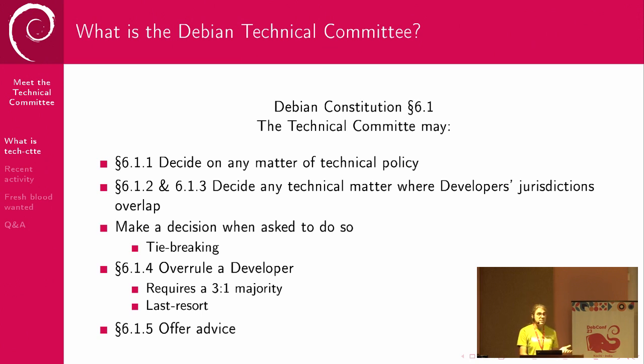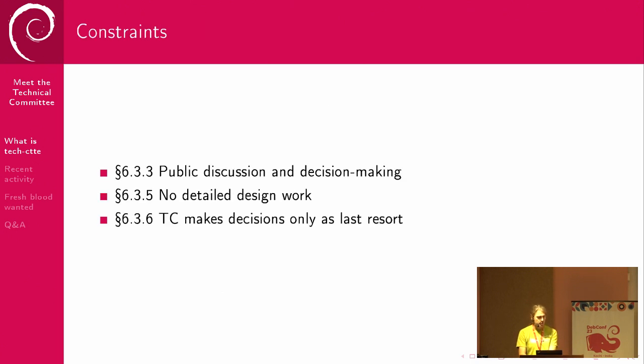Our preference is to be able to offer advice to people in the Debian project that need to decide on technical issues, especially when it's a large project-wide issue and not just something within their own area. The constraints of our role as defined in the Constitution are that we have to have our discussions in public and our decision-making in public. We can't make the decision in private and then just have a sham public part for process purposes. We really do need to make the decisions in public.